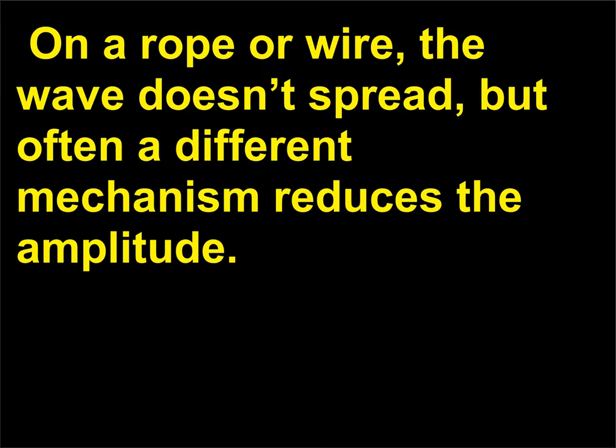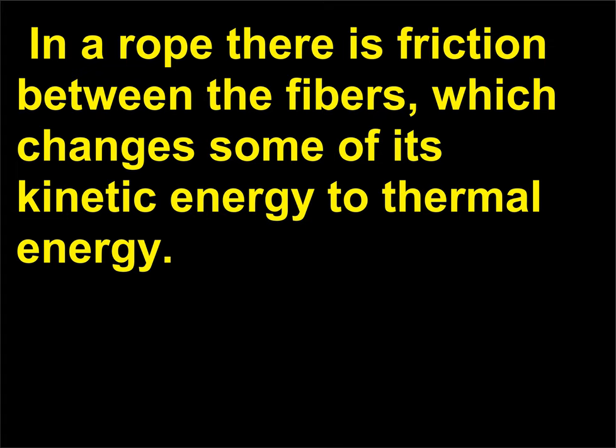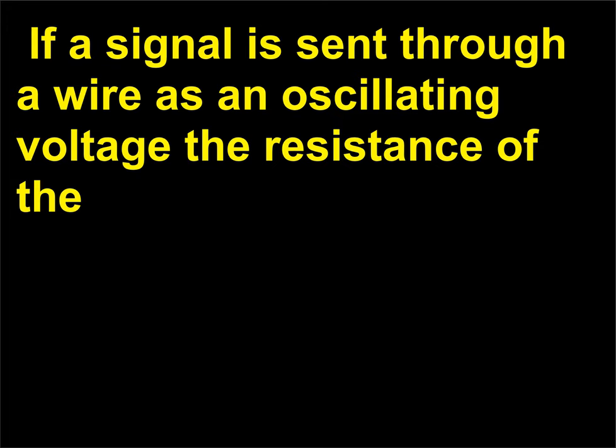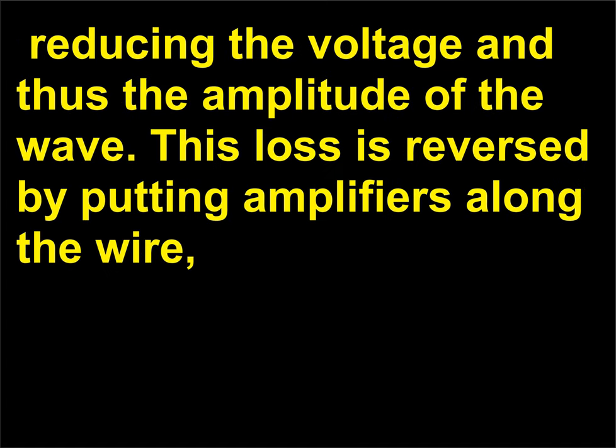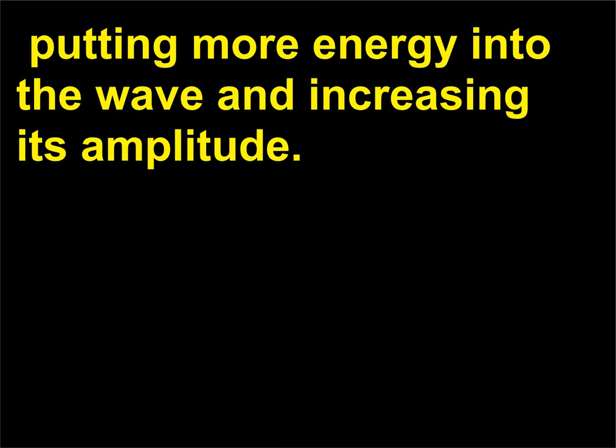On a rope or wire, the wave doesn't spread, but often a different mechanism reduces the amplitude. In a rope, there is friction between the fibers, which changes some of its kinetic energy to thermal energy. If a signal is sent through a wire as an oscillating voltage, the resistance of the wire will convert some of the electric energy to thermal energy, reducing the voltage and thus the amplitude of the wave. This loss is reversed by putting amplifiers along the wire, putting more energy into the wave and increasing its amplitude.